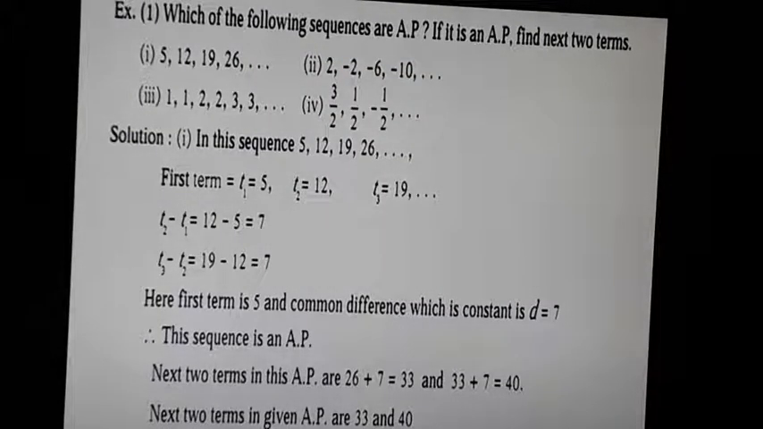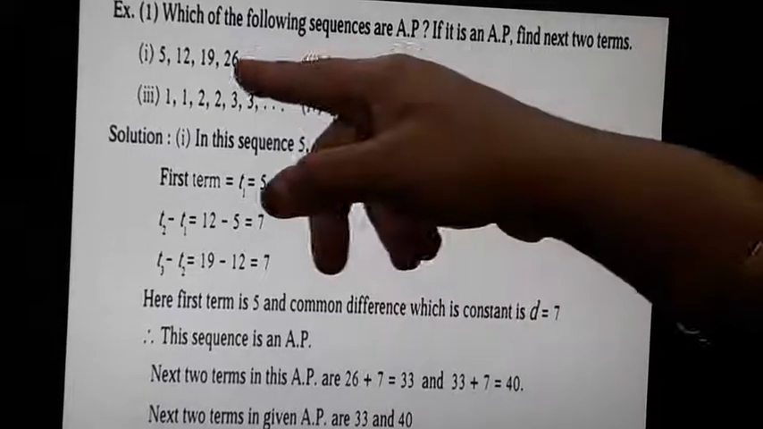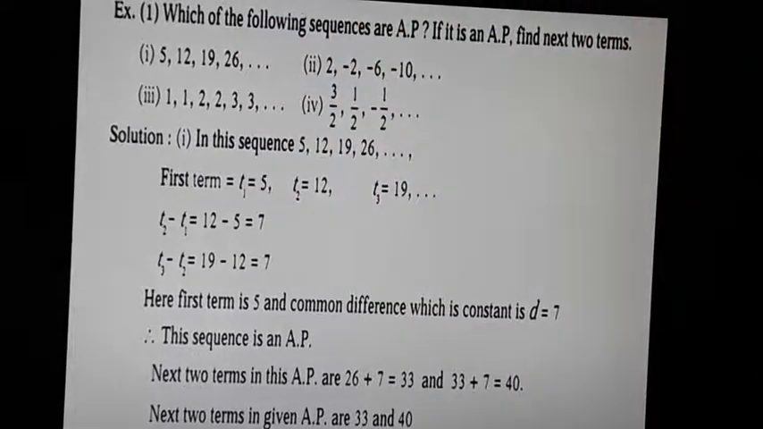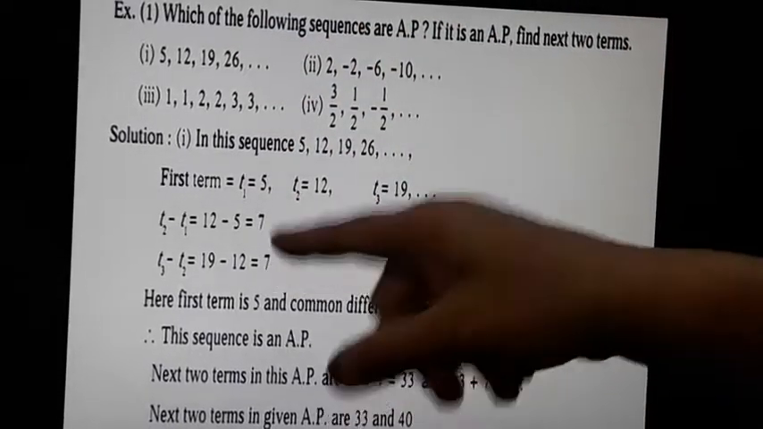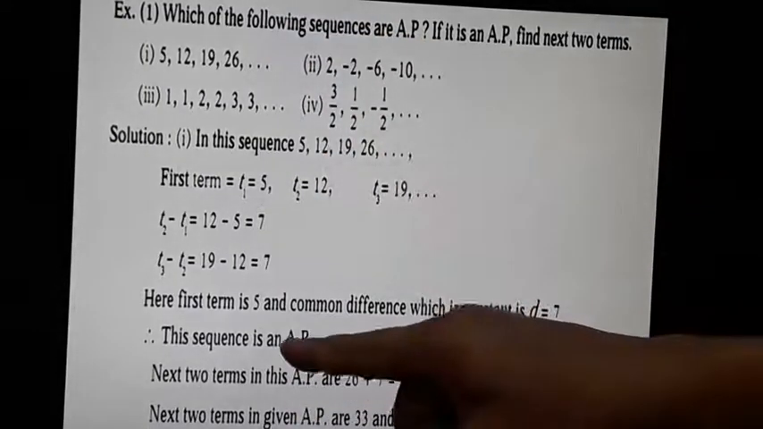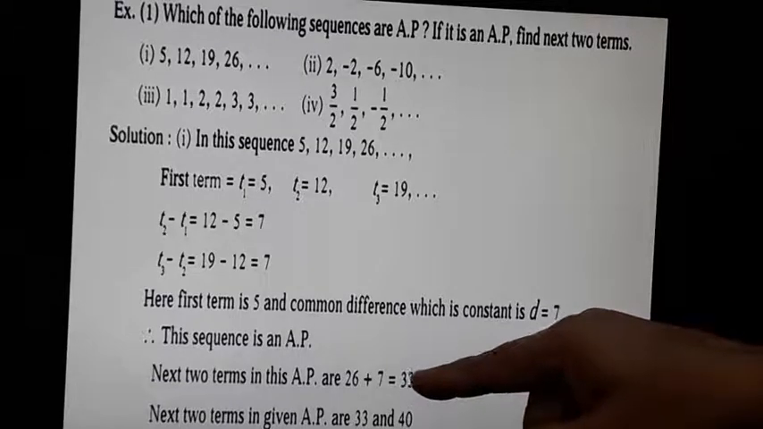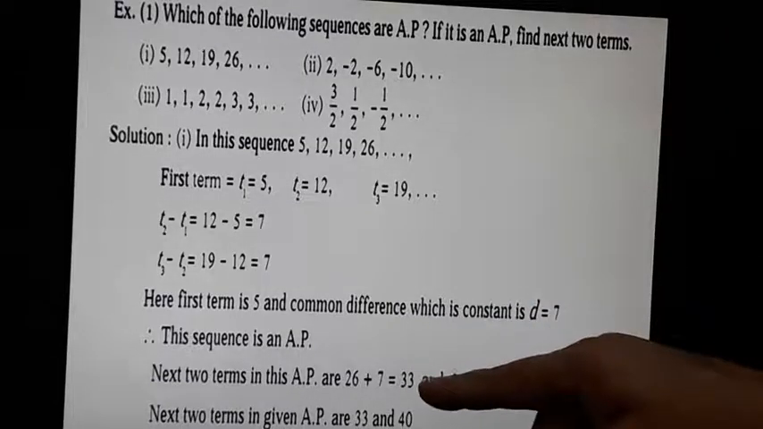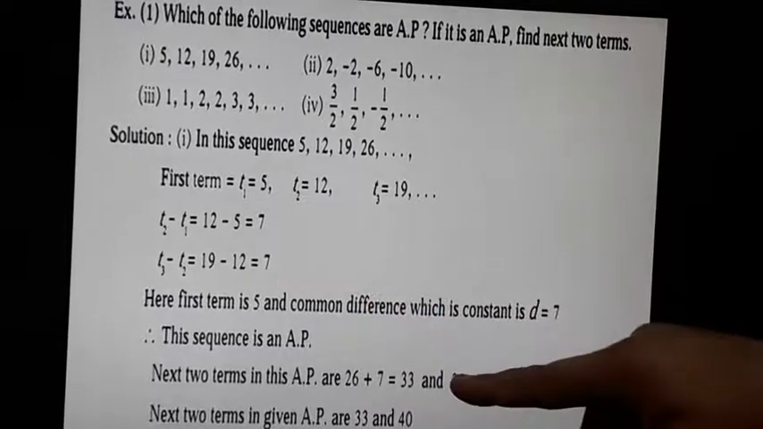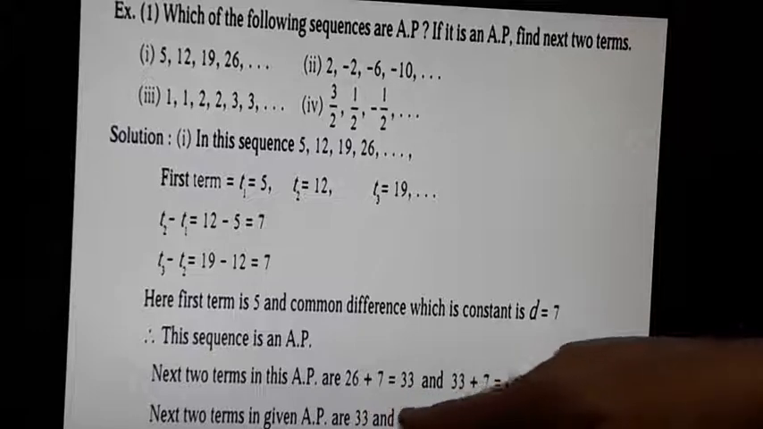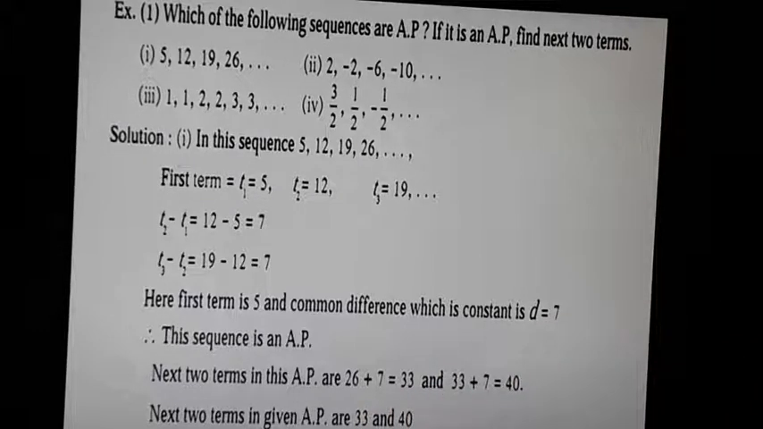To find the next two terms, you have to add the common difference to the last number of the sequence. The last number is 26, so 26 plus 7 is 33. Again, this will be considered as your last number, so for the next number you add 33 plus the common difference: 33 plus 7 is 40. So the next two terms are 33 and 40. Likewise, you have to solve the other questions too.